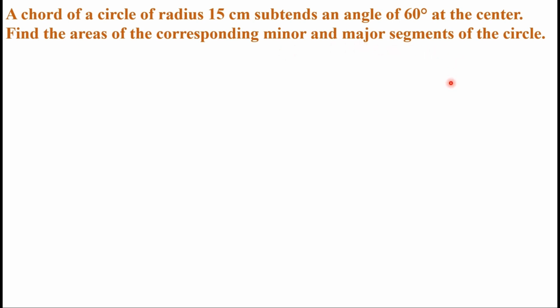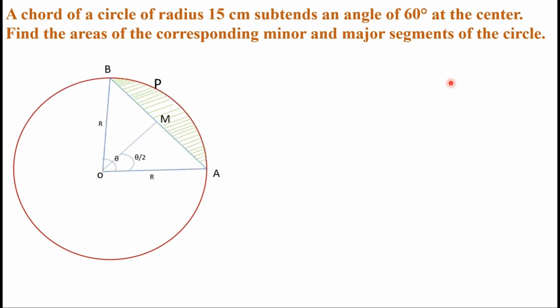You need not draw the diagram. I just drew the diagram for your understanding. What is the minor segment area? The green highlighted region is the segment area, right? So for that, we need to take the total sector area, that is OAPB, minus the triangle area. If we do this, we'll get the minor segment area, right?